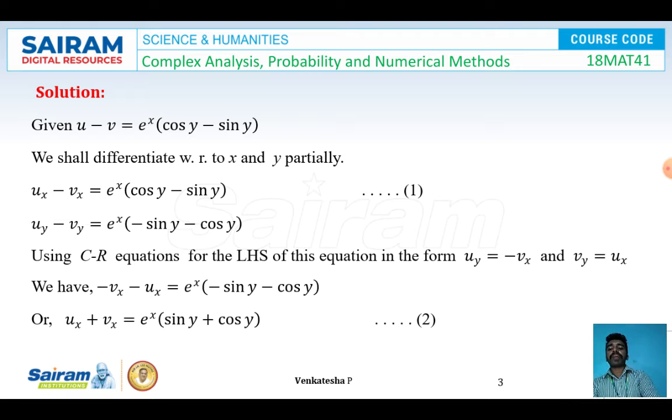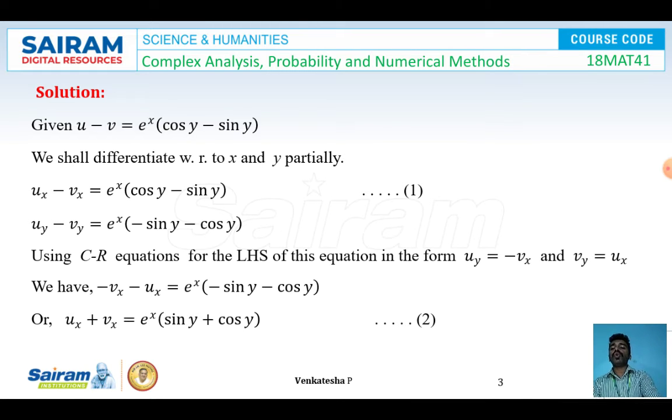So I got the expression -v_x - u_x = e^x (-sin y - cos y). I can take minus common factor from here and here, and cancel that. So I got the expression u_x + v_x = e^x (sin y + cos y). Now I'm going to solve equation number 1 and equation number 2 to get the values of u_x and v_x.